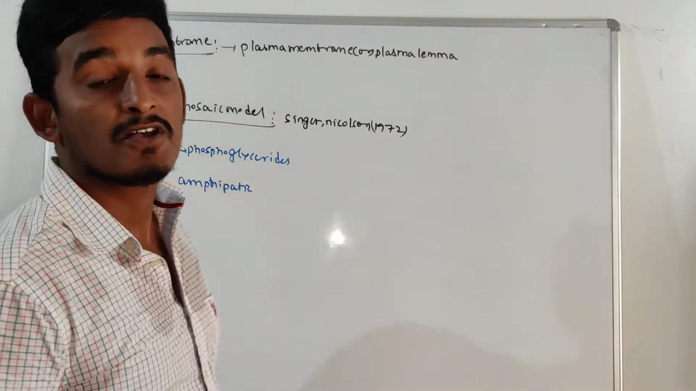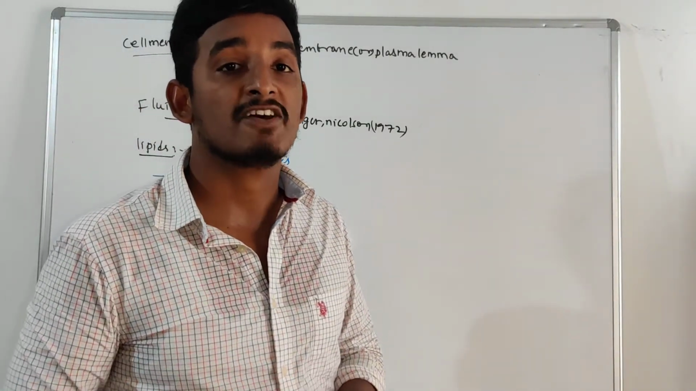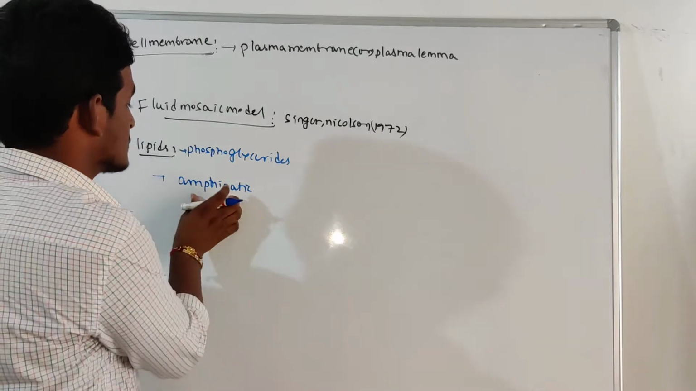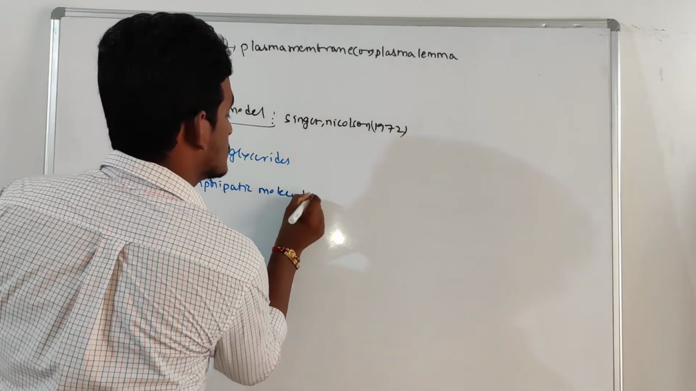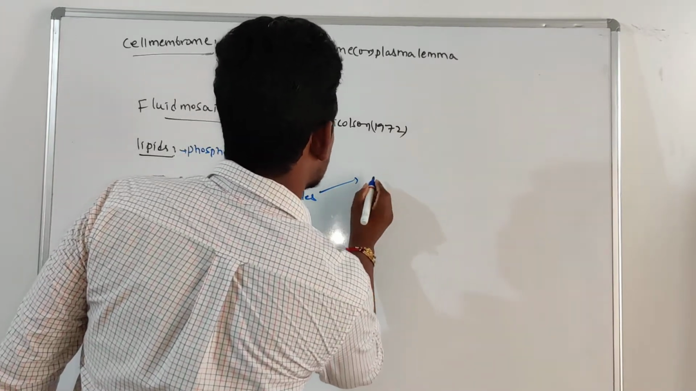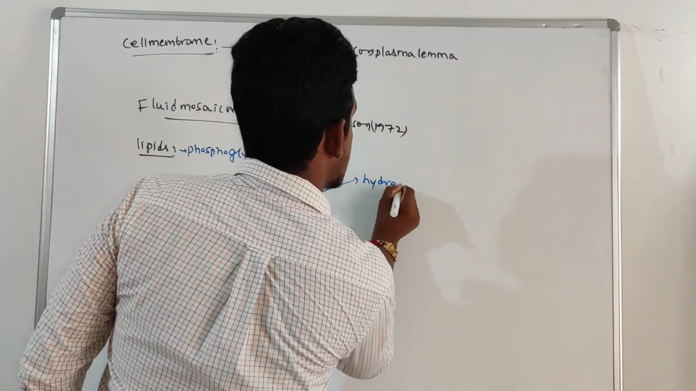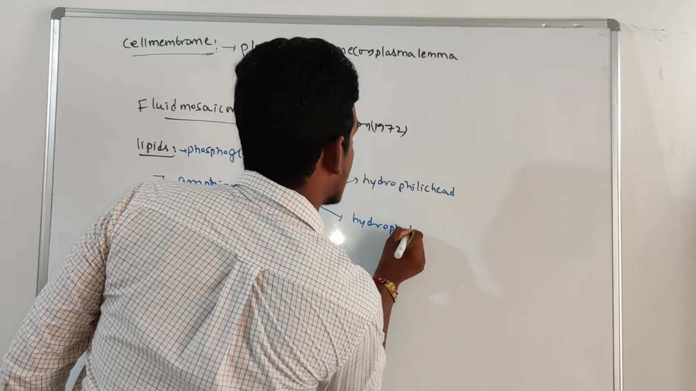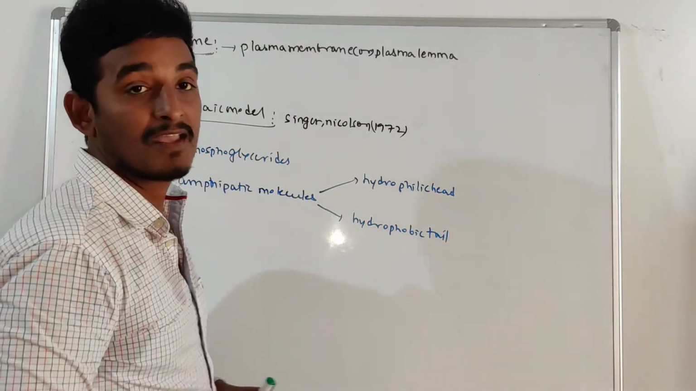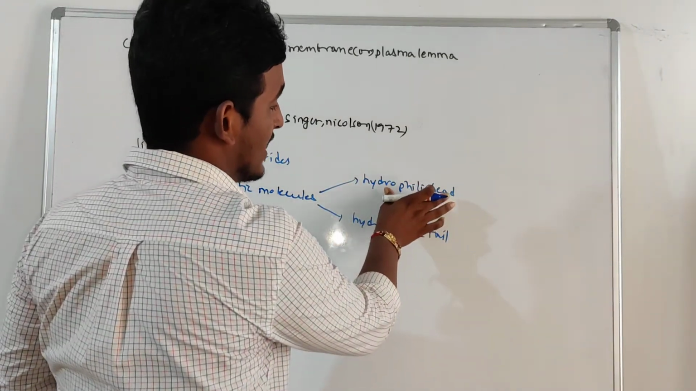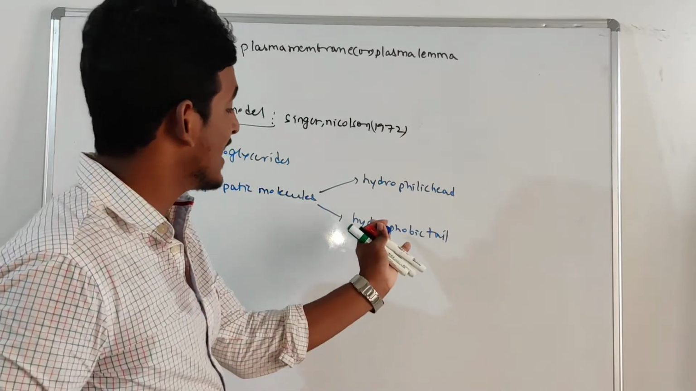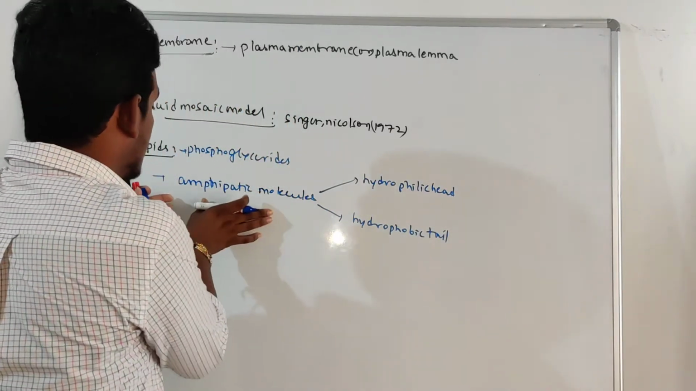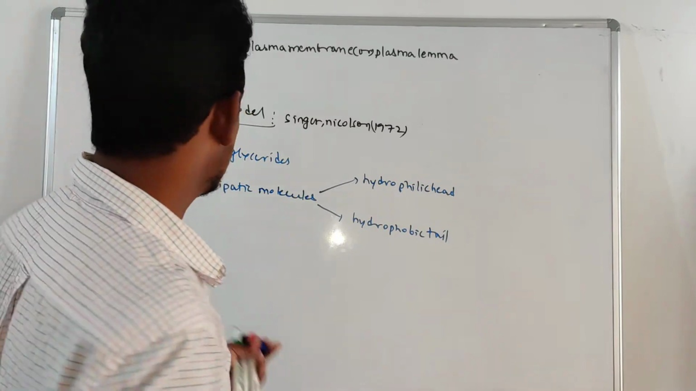It means the lipid molecule has two types of parts, both hydrophilic as well as hydrophobic. It has a hydrophilic polar phosphate head and a hydrophobic non-polar fatty acid tail. This type of molecule is what we call an amphipathic molecule.